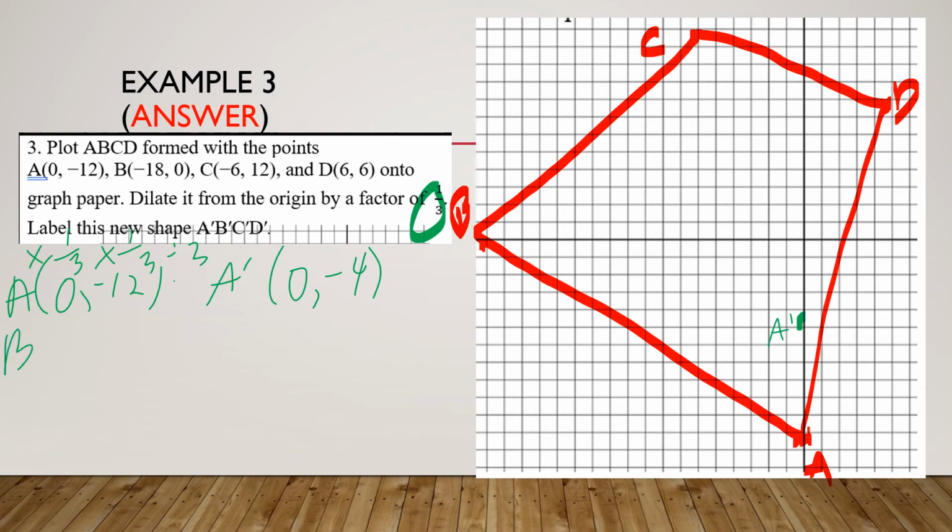Right? So B was at negative 18, 0. Again, we're multiplying by 1/3, which is the same as dividing them both by 3. So B prime would be negative 6, 0.